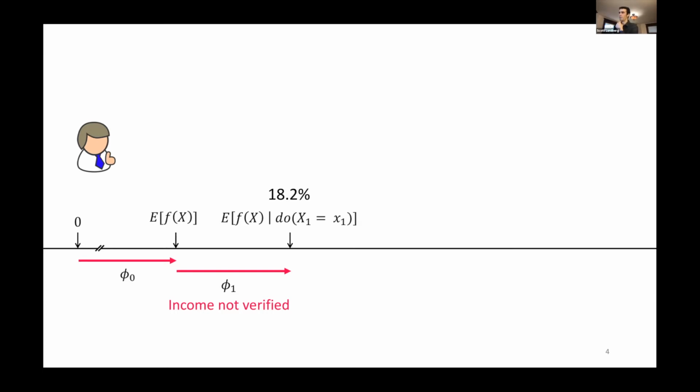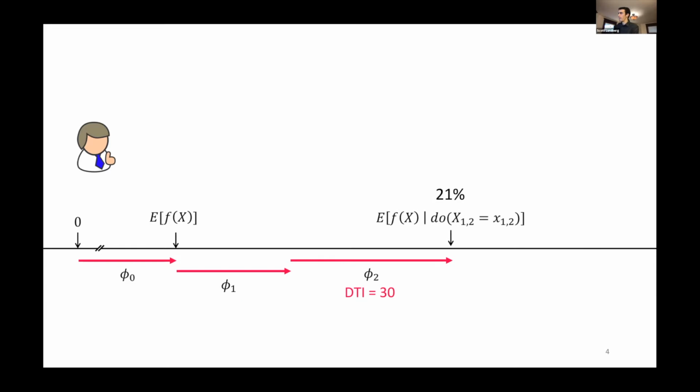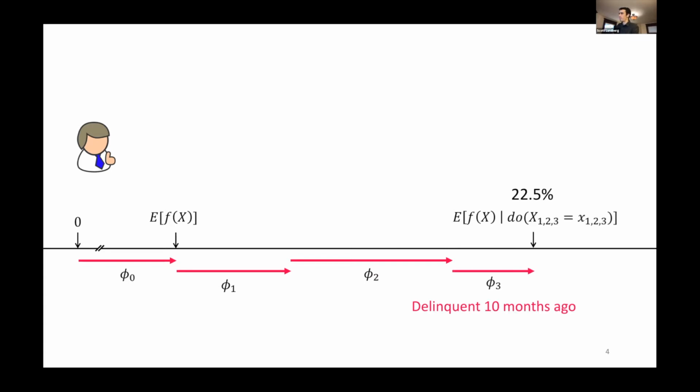So what that means is that when we learned that he did not have his income verified, in other words, the bank hasn't verified the amount of income that he reported, that increases the risk, not surprisingly, a few percent. Now, if we do this again and we fill out the next feature, his debt to income ratio is 30. It's pretty high, so that bumps his risk up to 21%. Now we fill out another feature. We're getting more and more information about John. And now we learn that he was delinquent on a payment 10 months ago, which again increases his risk. So the conditional expectation here is increasing as we learn more.